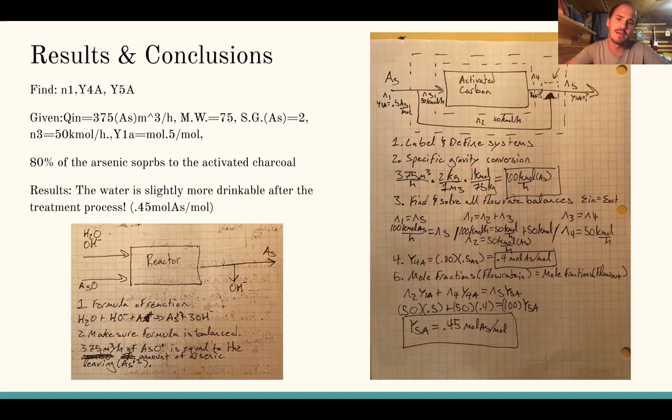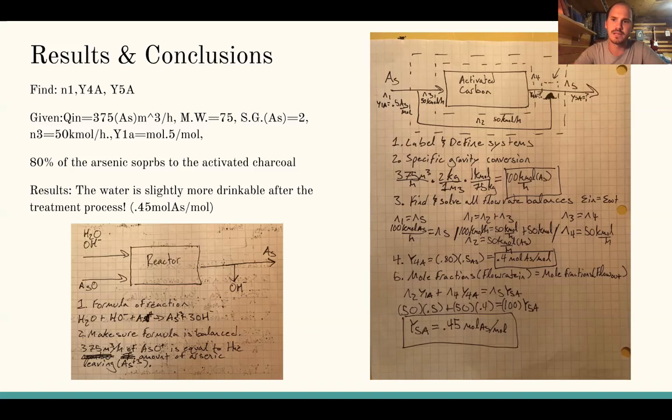You know, it's important. Okay, so how much of the activated carbon is actually reducing the amount of arsenic in the water? Well, we're told in the problem that it's about 80% effective. So we know that about 0.4 moles per mole of arsenic is coming out. So that's a lot less.